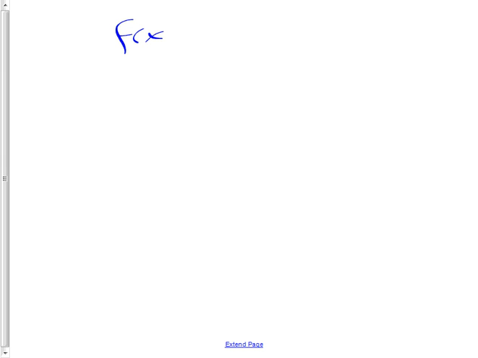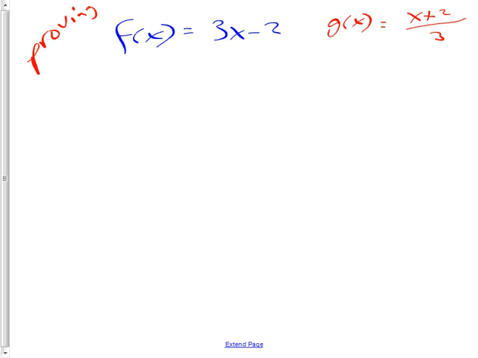So here's f of x is 3x minus 2. Write this one down, and you definitely want to put a star by this example. It's your go-to example of how to do proving inverses. x plus 2 over 3. This is about proving inverses.